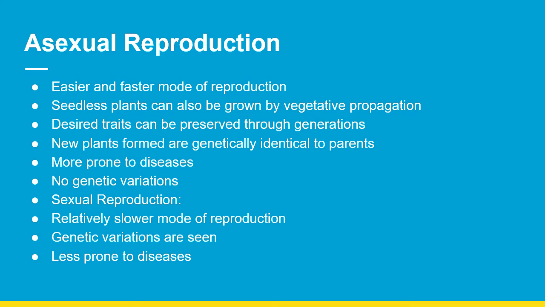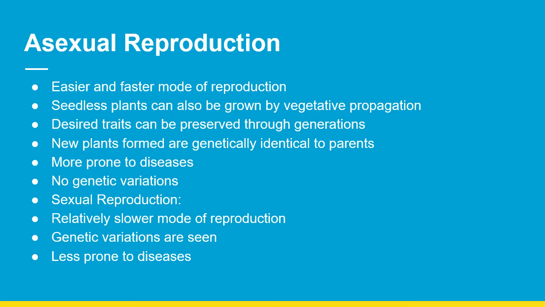Next, we will wind up asexual reproduction. Asexual reproduction is an easier and faster mode of reproduction. Within weeks you can produce new plants. It is useful for seedless plants, which can be grown by vegetative propagation. Also, if we need any desired traits to be preserved and brought into the next generation, we can go in for asexual reproduction. The new plants formed are genetically identical to the parents.